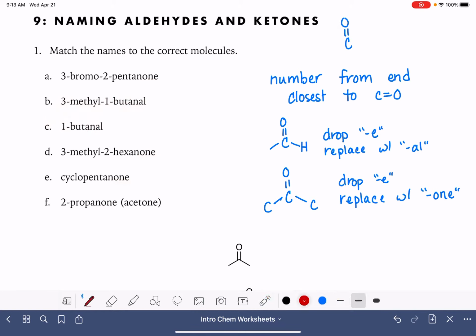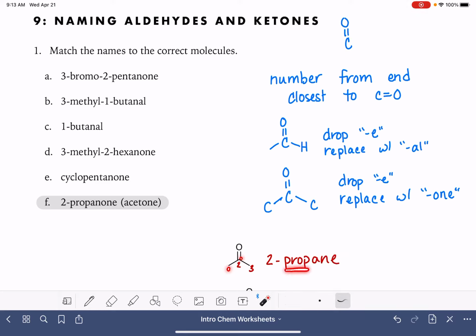This is a 3-carbon chain that we want to number on the end closest to the carbon-oxygen double bond, left to right or right to left. It's exactly the same distance. And there are no branches or substituents on this at all. The name that matches best is 2-propanone. I'm just going to write the molecule's name down here, 2-propanone.